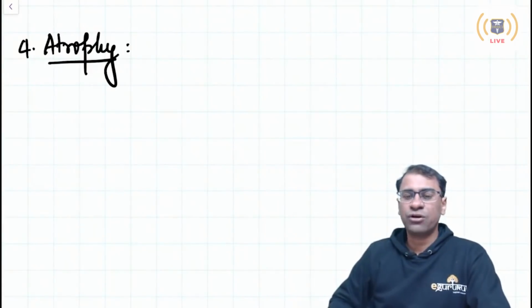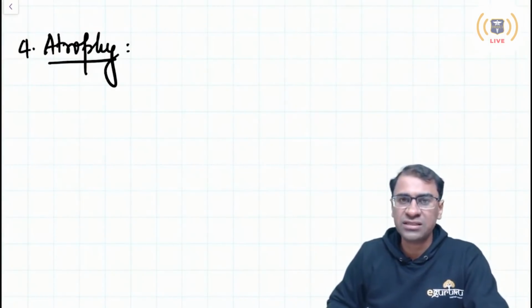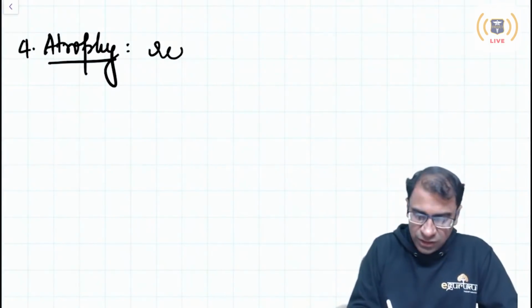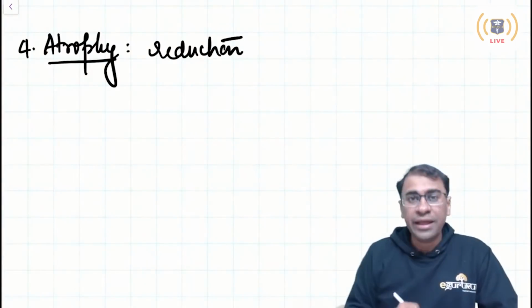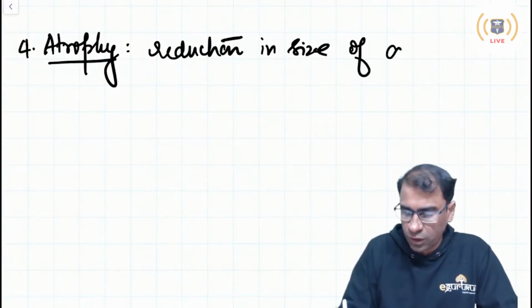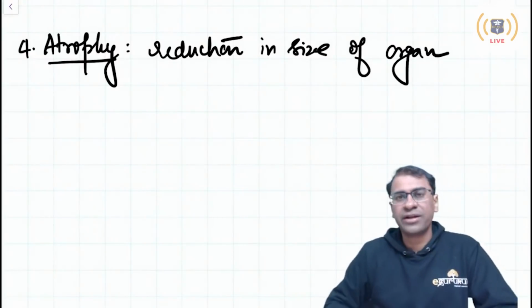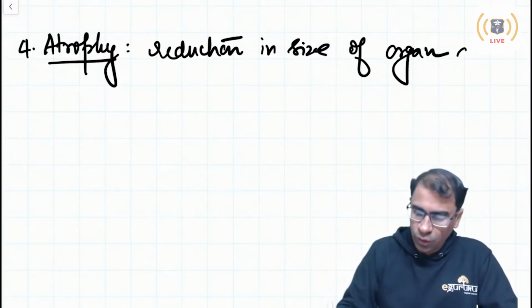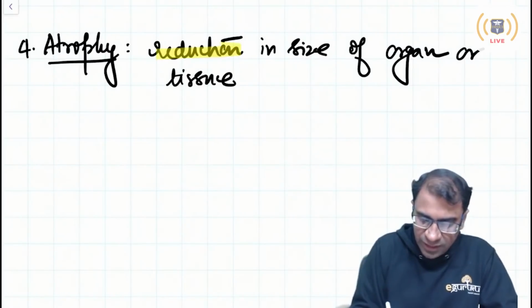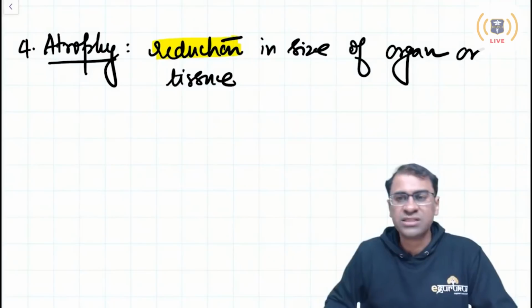What exactly is atrophy? Atrophy means there is a decrease in the cell size as well as a decrease in the number. Atrophy is defined as a reduction in size of the organ or tissue. Remember, it's reduction, not increase, it's reduction in the size of the organ or tissue.